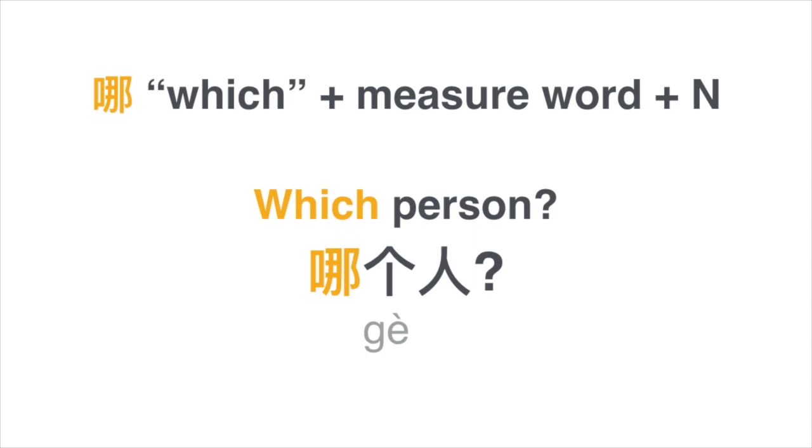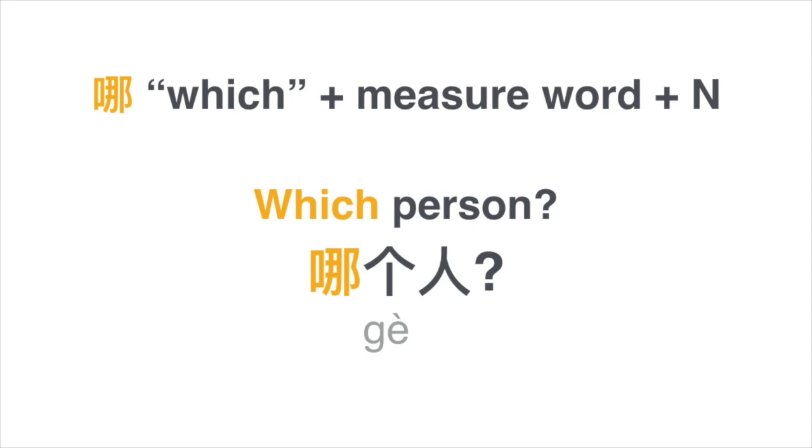See on the top of the screen, the word which can be used like this: 哪 plus measure word plus a noun. For example, which person would be 哪个人? The measure word here is 个, and the noun is 人. So which person is 哪个人? See, this is different from English, right? Because we need a measure word between 哪 and 人. You can't just say which person. You have to say which unit of person. 哪个人? 个 is a generic measure word for most things.